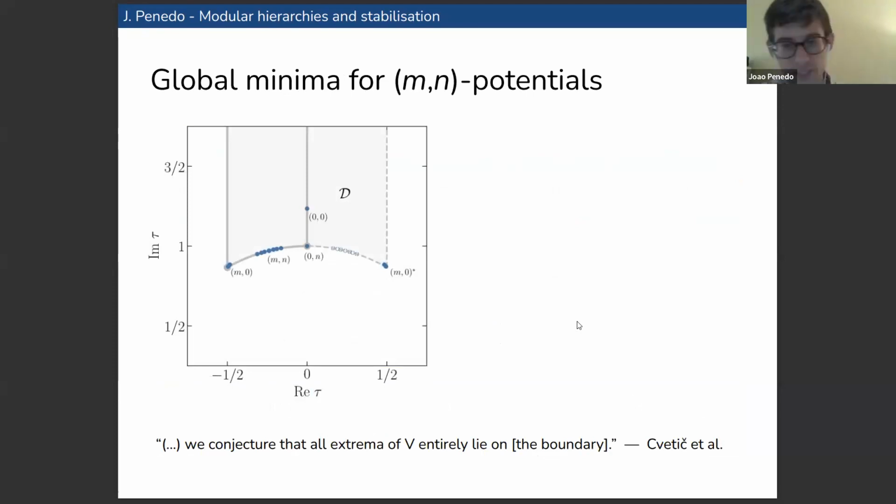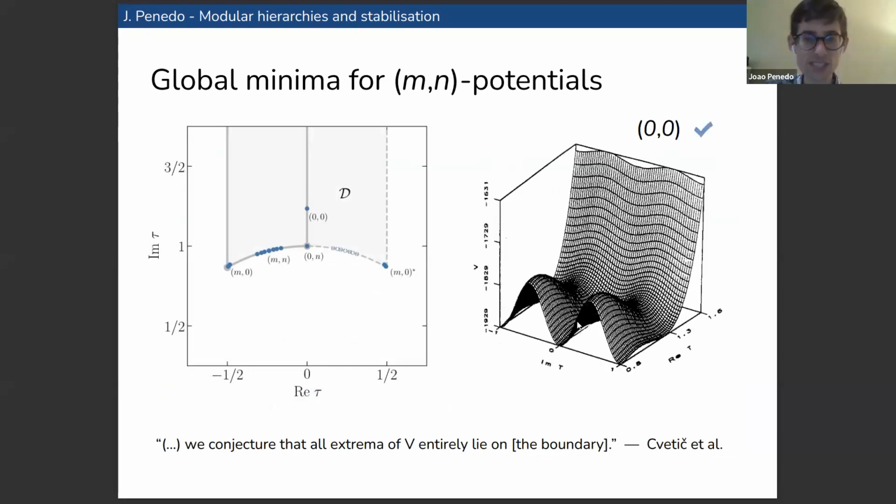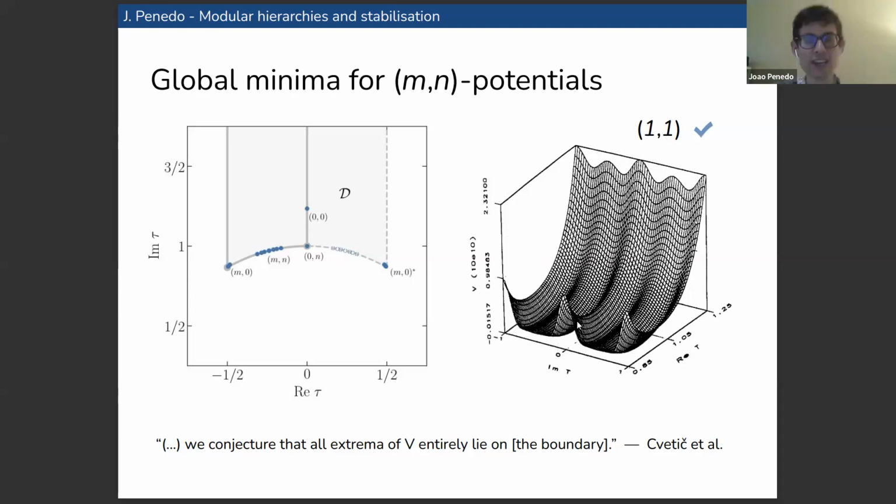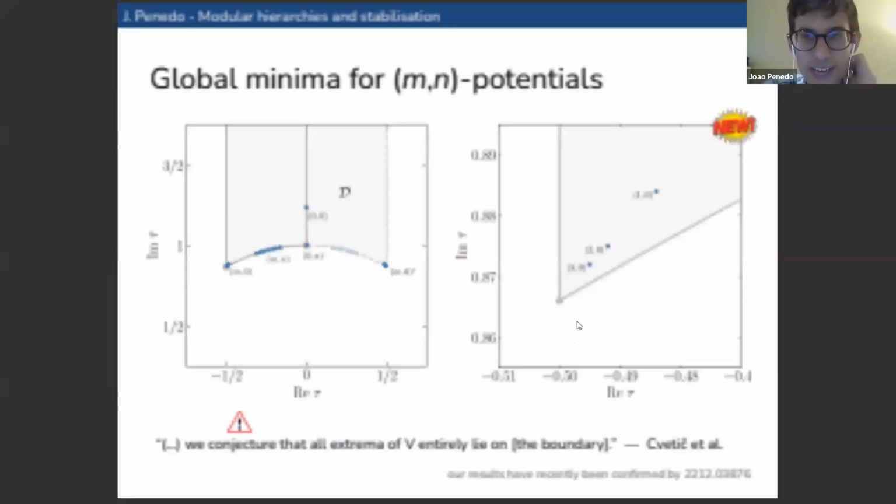Now, the authors of this paper already had found global minima for some values of M and N. For instance, when M and N are 0, everything is fixed. The potential looks like this, and the minimum is at tau equal to I. So it's something which is far away from the cusp. It does not break CP. We also verify the results for M and N equal to 1, and for M equal to 0 and N equal to 3. We find the minima at the same places they found.